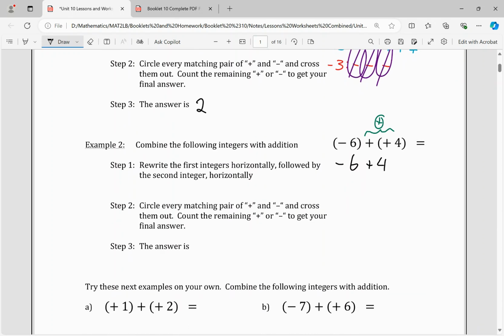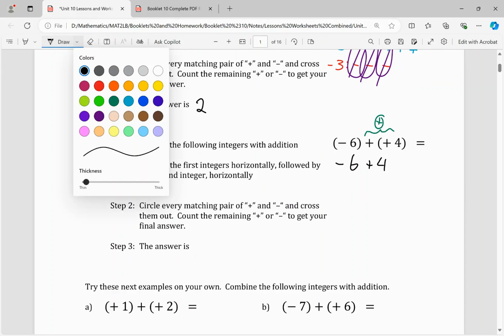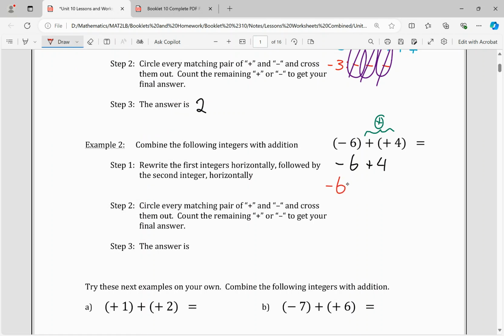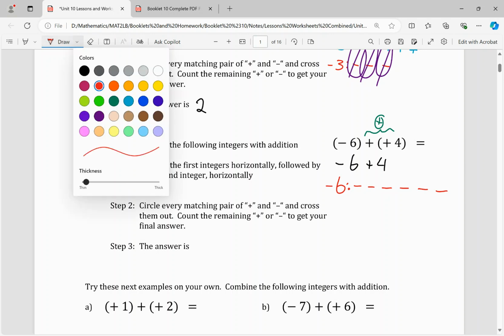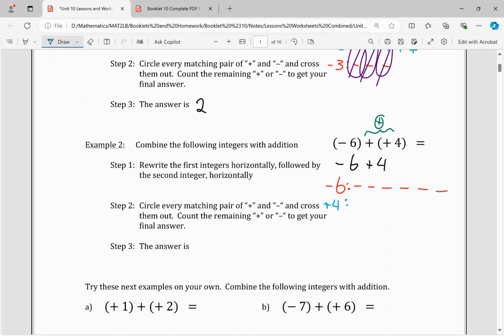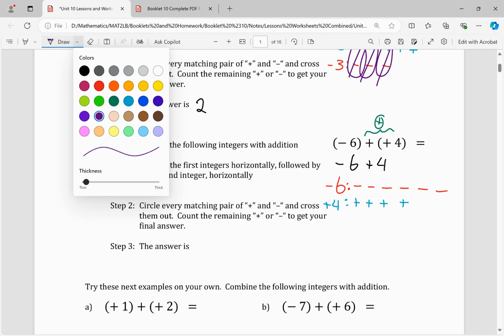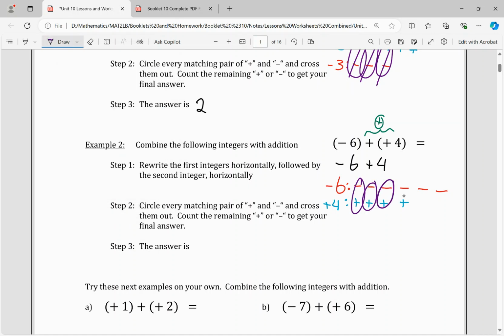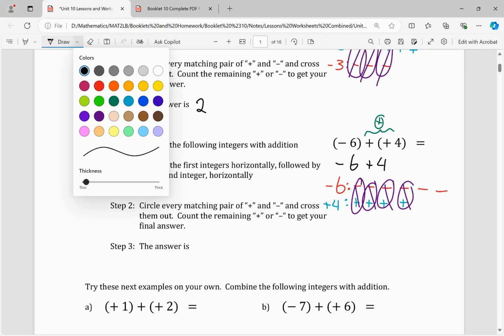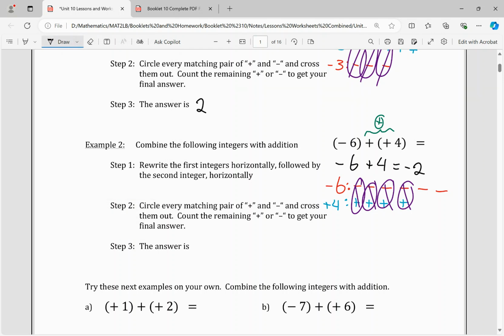Now, don't make the mistake of saying this answer is 2, because you need to be careful with your positives and your negatives, right? We have a negative 6. So I'm going to draw 1, 2, 3, 4, 5, 6 negative symbols. And we also have a positive 4. So I'm going to draw 1, 2, 3, 4 positive symbols. Now we group them up, we cancel them out, and what we're left with is negative 2. So the answer is negative 2.